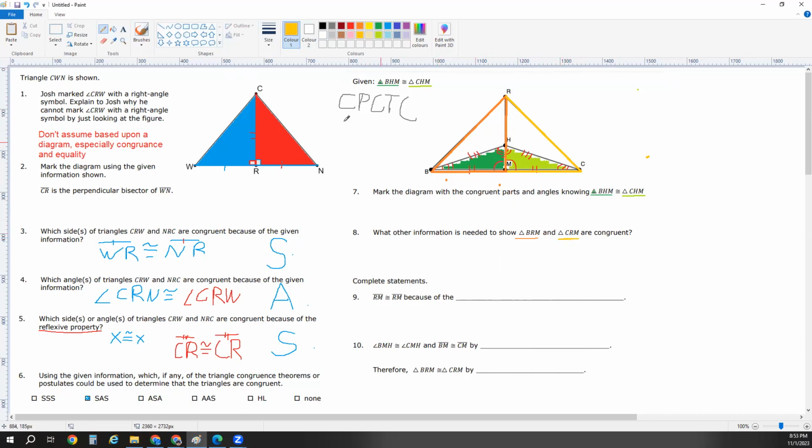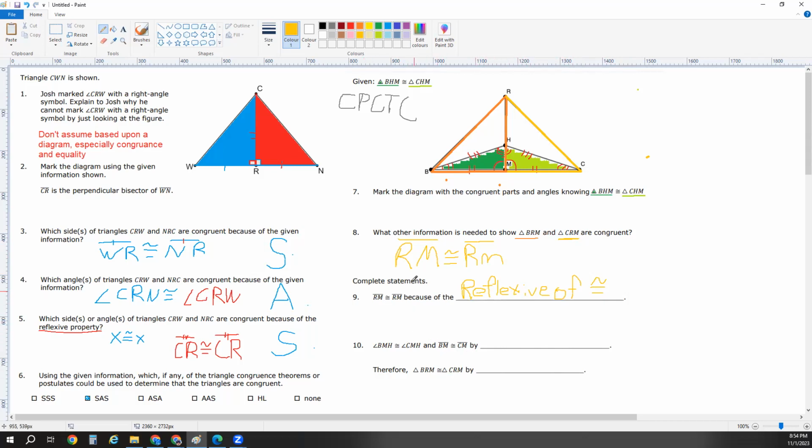Information needed: actually I don't even need to know the length. I just need to know is RM congruent to RM. Is it congruent to itself? Well, of course it is. Yes, it is, because the reflexive property says it is. Reflexive property of congruence says so.